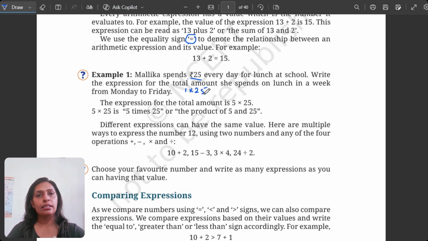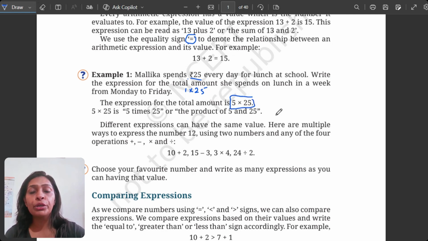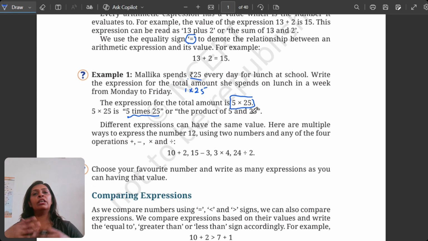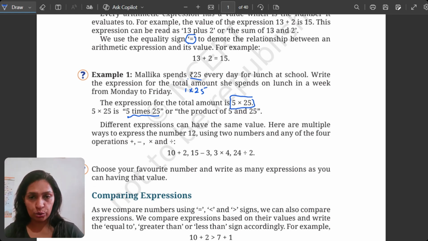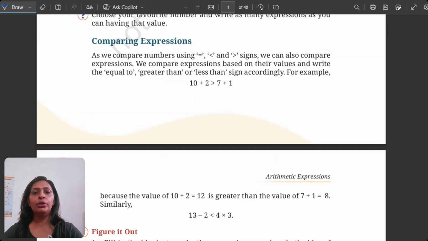Just understand it like this. There are a total of 5 days. So the expression would be 5 multiplied by 25. We can read it as 5 times 25, or simply say 5 multiplied by 25, or we can say the product of 5 and 25. In maths, we also call multiplication the product. So we can have various expressions for it.